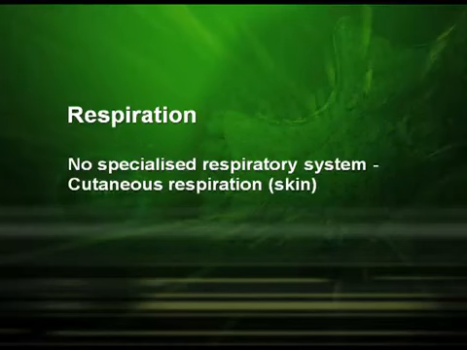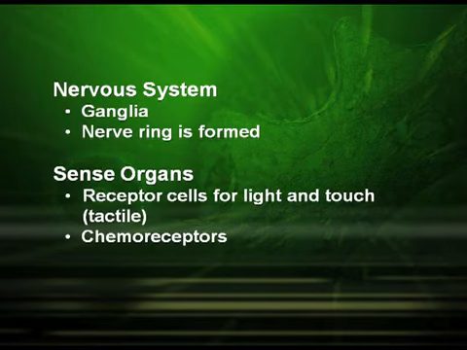Respiration in earthworm: they do not have any special respiratory system. They carry on cutaneous respiration, that is with the help of skin. Their nervous system is made up of the ganglia and the nerve ring. Regarding the sense organs, they have the receptor cells for light and touch, and they also have chemoreceptors.